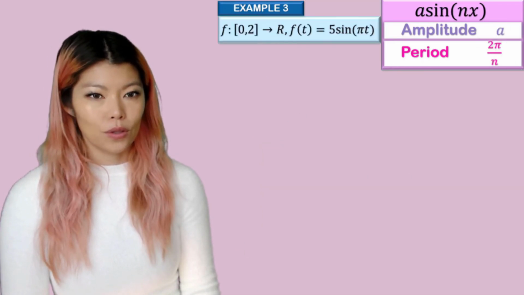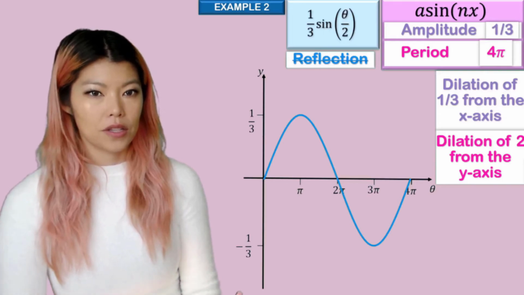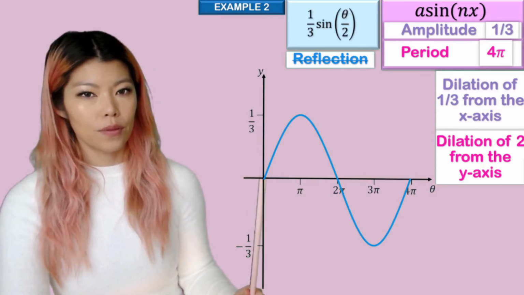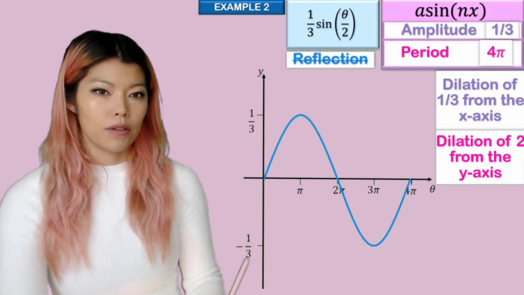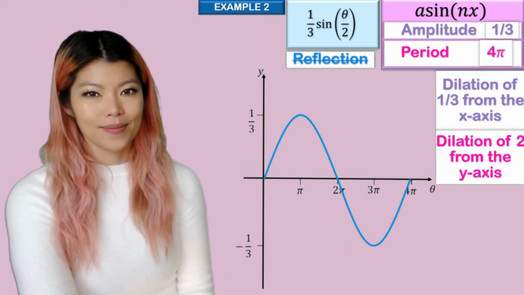Let's describe that. There's a dilation of a third from the x-axis, that's the amplitude, and a dilation of 2, or 1 over the number in front of x, from the y-axis.